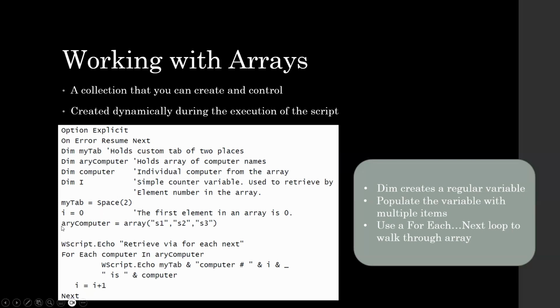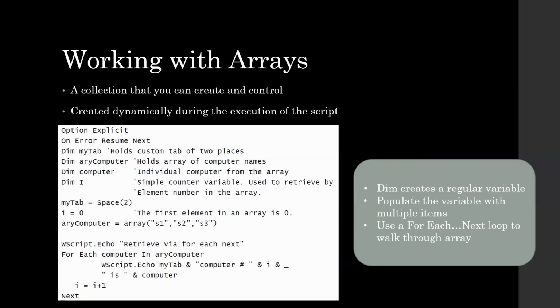So if I come down here to this line, my array of computers equals Array, and then in parentheses, I give it the values that I want it to have. In this case, I've got 3 strings: S1, S2, and S3. They're all in quotes. They're all separated by a comma.